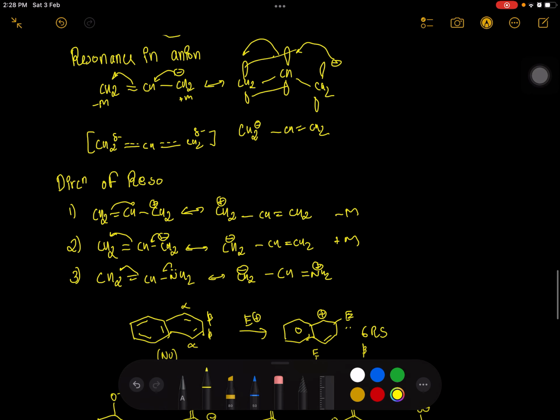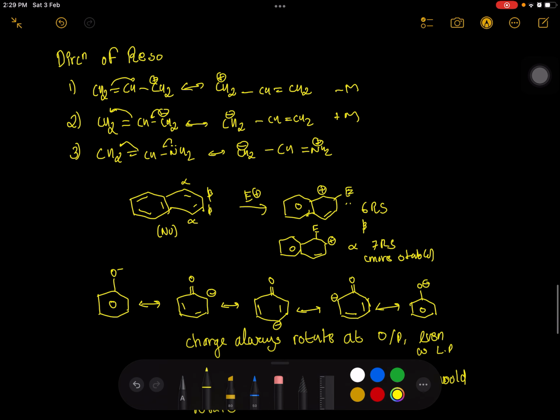Now, looking at resonance in anions, the CH2 minus will attack here. This double bond will shift, giving plus to this, which makes a double bond over here, and there's a minus which comes here. And you can see the resonance hybrid as a delta minus, and this partial double bond character. You can also look at the diagram over here.